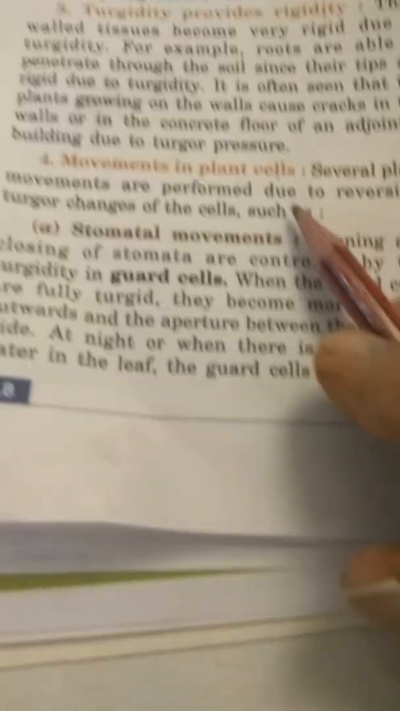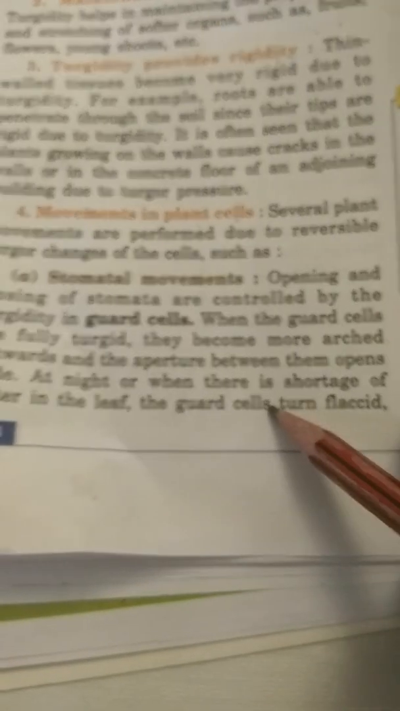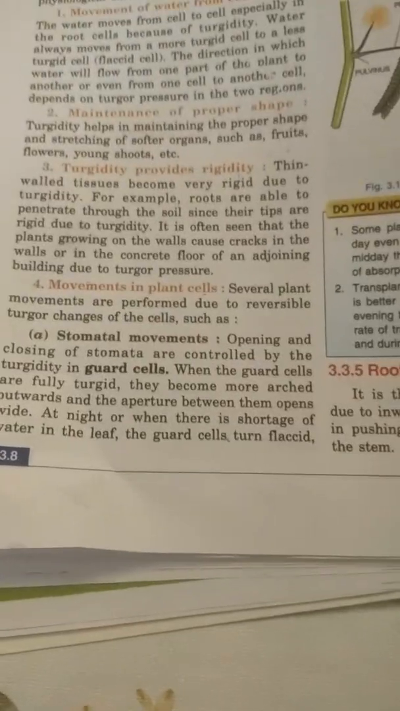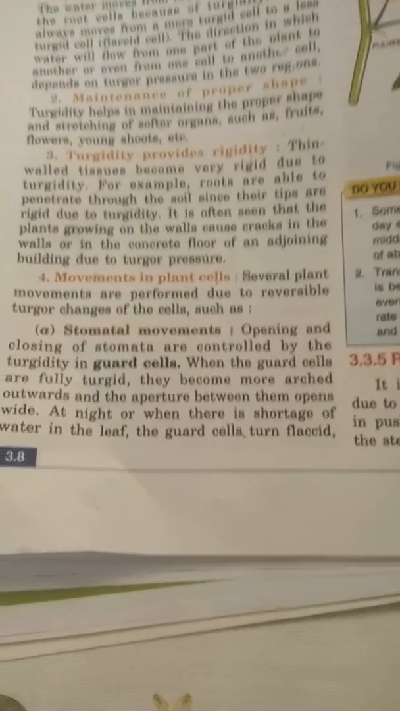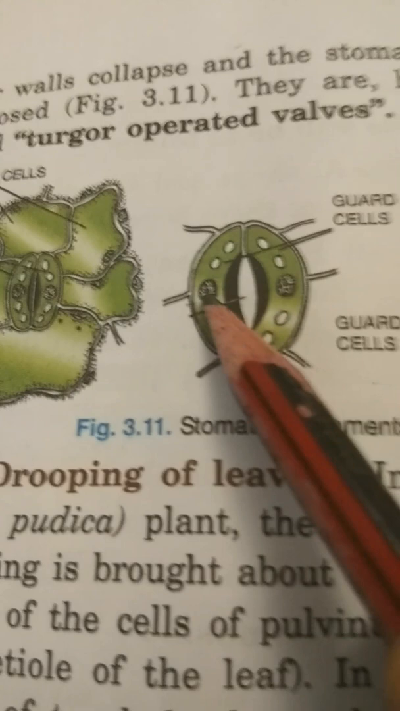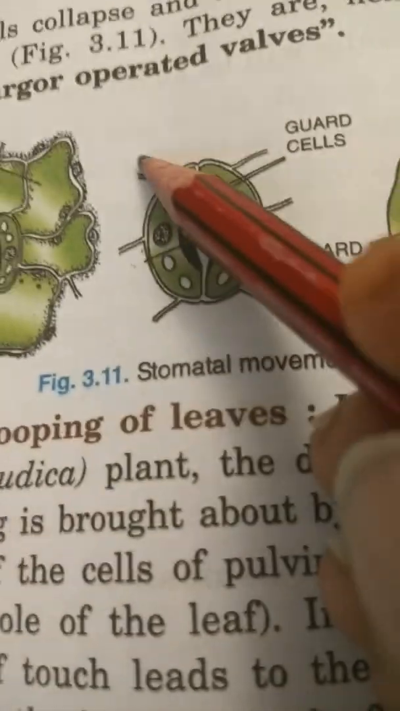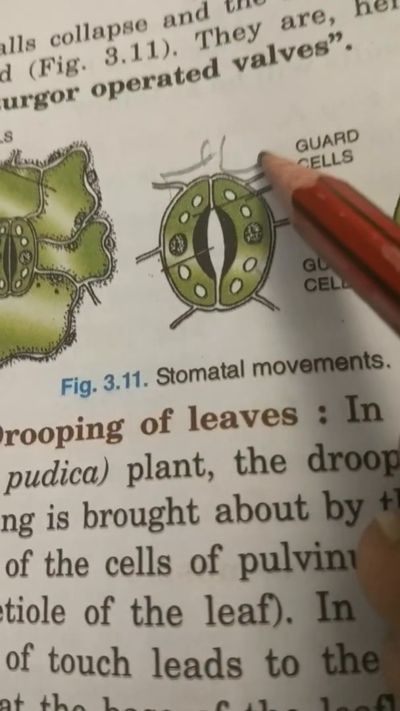Then movement in plant cells. Several plant movements are performed due to reversible turgor changes of cells, such as the first movement we'll see, stomatal movement. Opening and closing of stomata are controlled by the turgidity in guard cells. Now see, these green, bean-shaped cells are guard cells. These guard cells are surrounded by epidermal cells of the leaves.